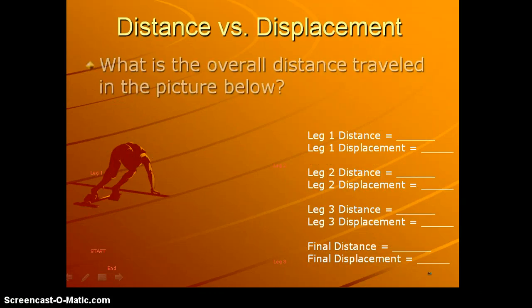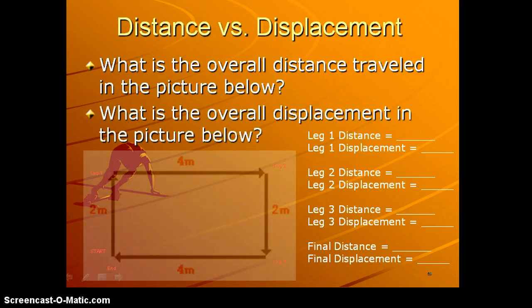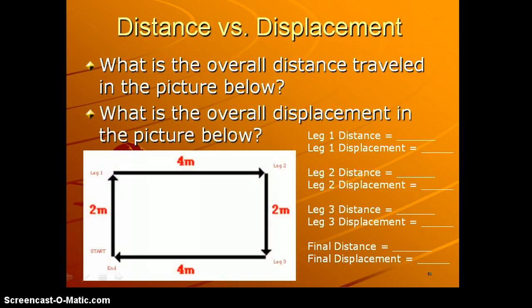Here's another example. What is the overall distance traveled in the picture below, and what is the overall displacement? If we look at leg 1, going from start to leg 1, the distance traveled is 2 meters. The displacement from point A to point B at this point is also 2 meters because it's a straight line path. Leg 2 distance, if we go from start down this path to leg 1 and then follow along to leg 2, we've got 6 meters. But displacement is going to be this straight line path.